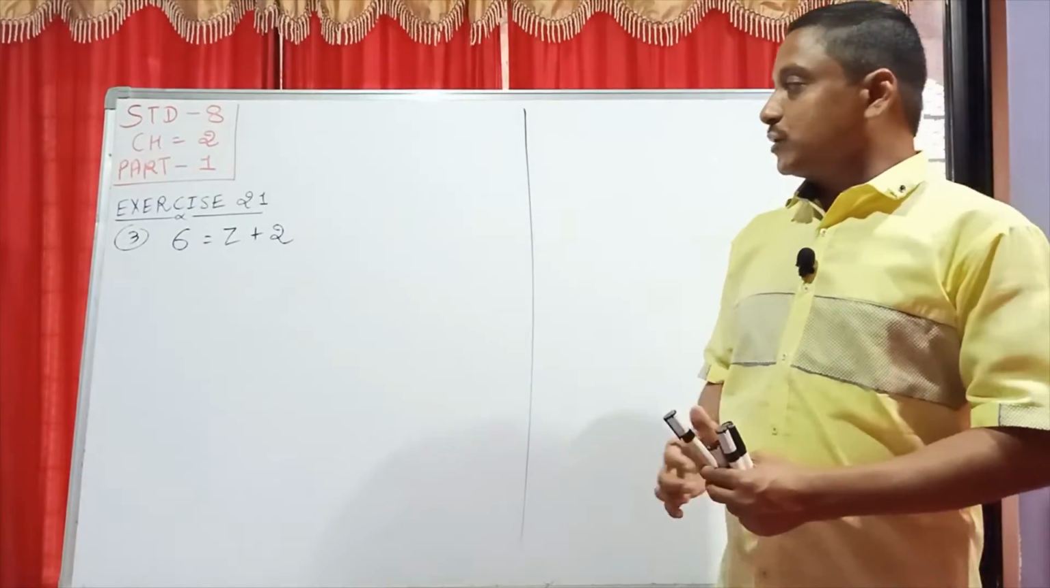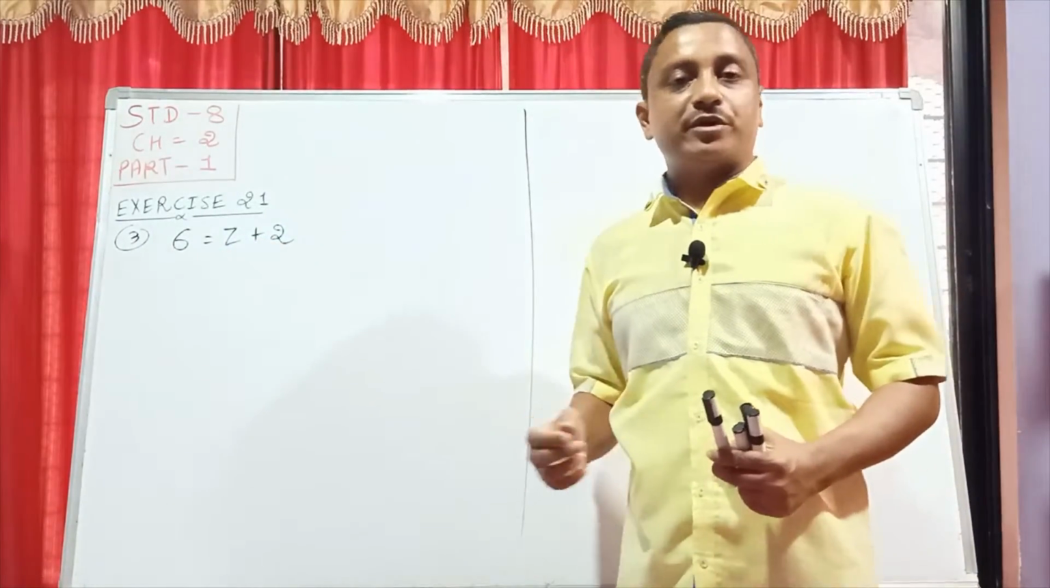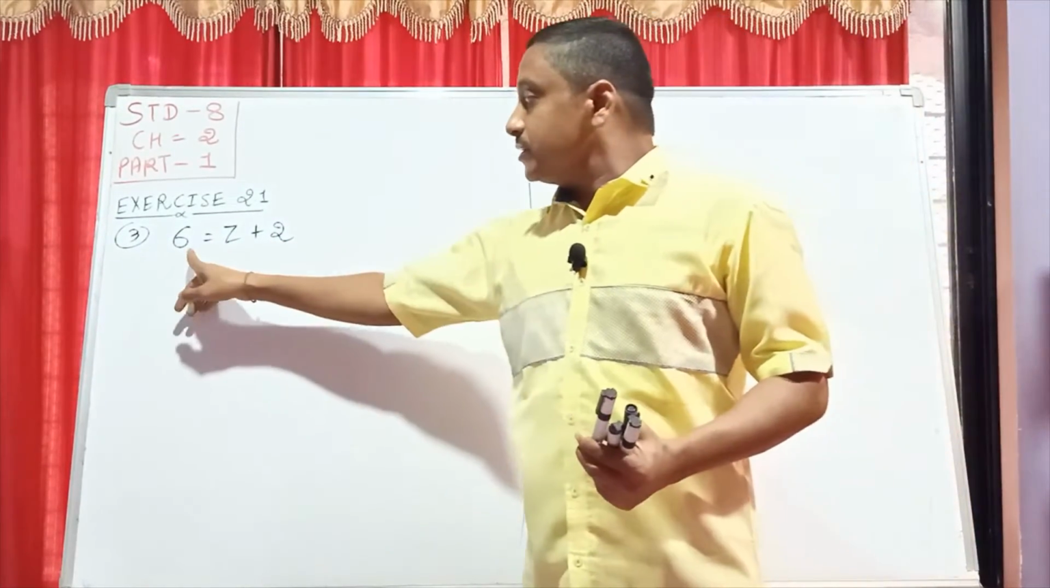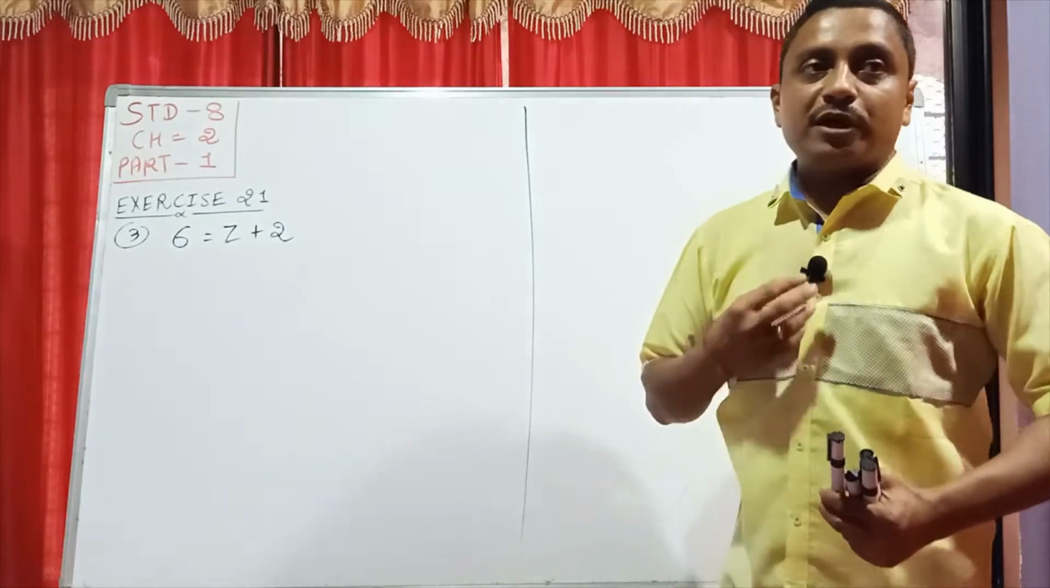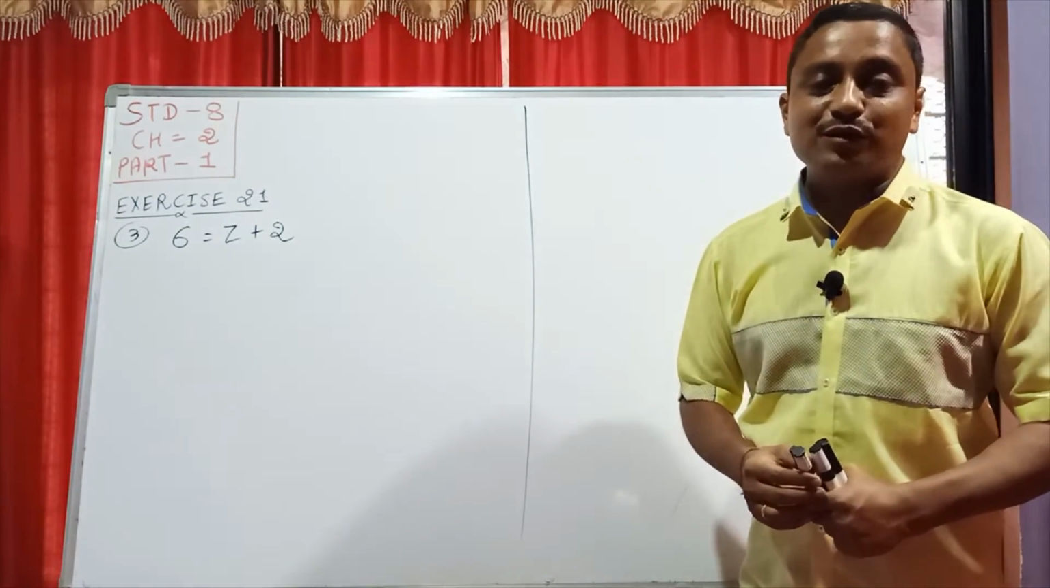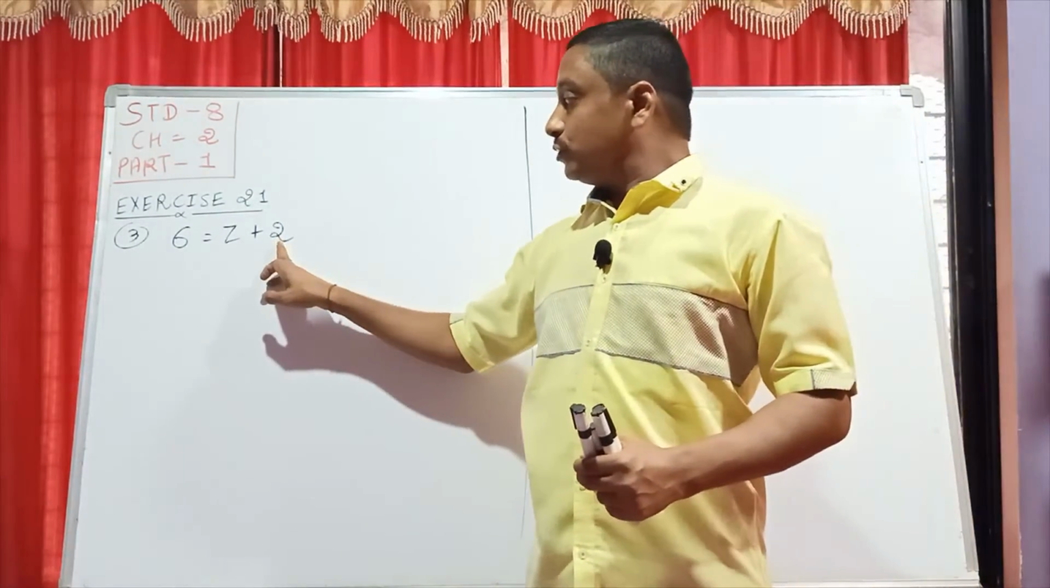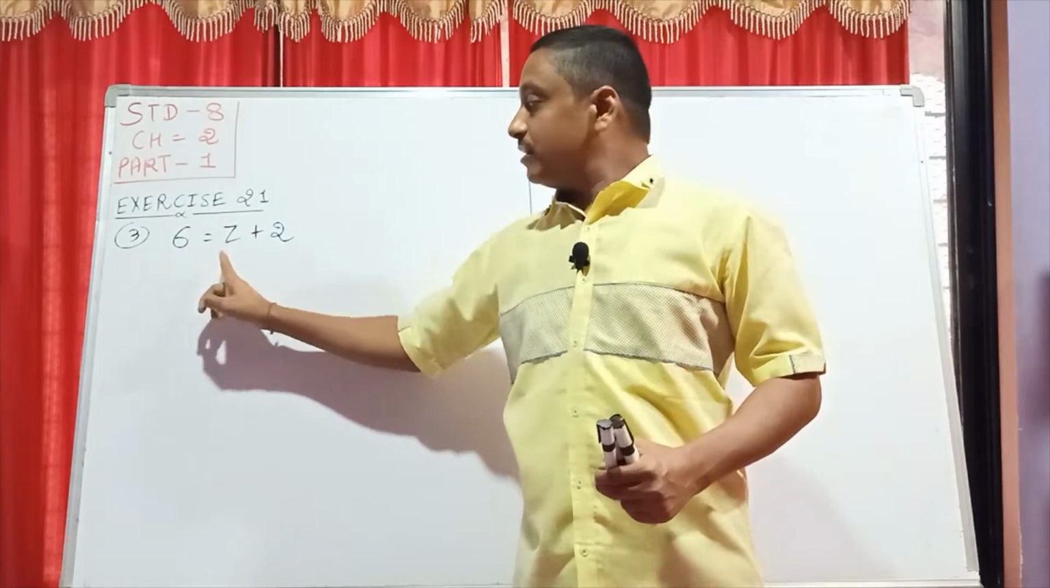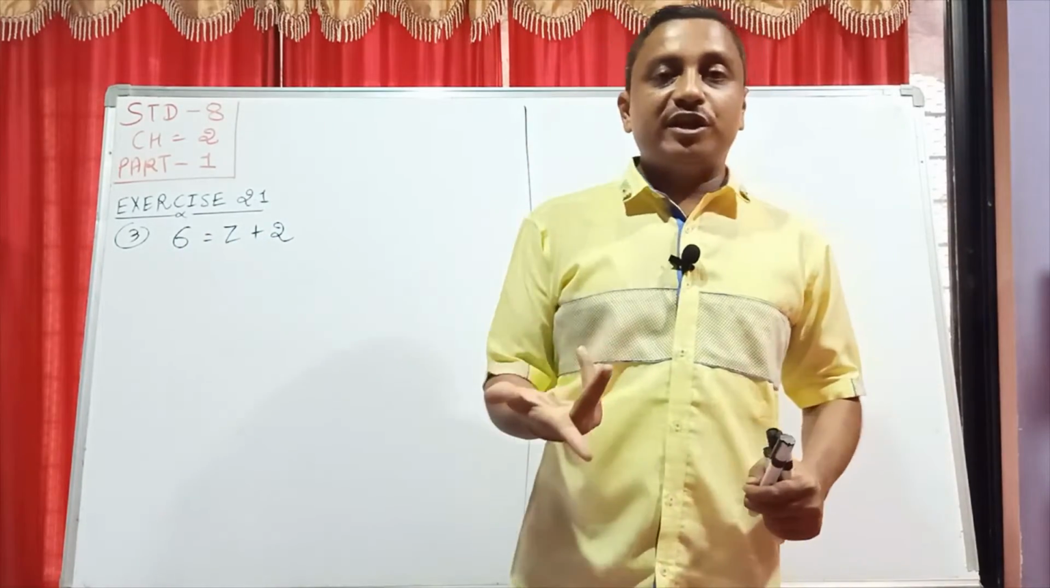Now students, slowly I am going to question number 3. What is your question 3? 6 is equal to z plus 2. Yes students, 6 is equal to z plus 2. So you subtract the two values on both sides. Then easily you separate one variable here, z.